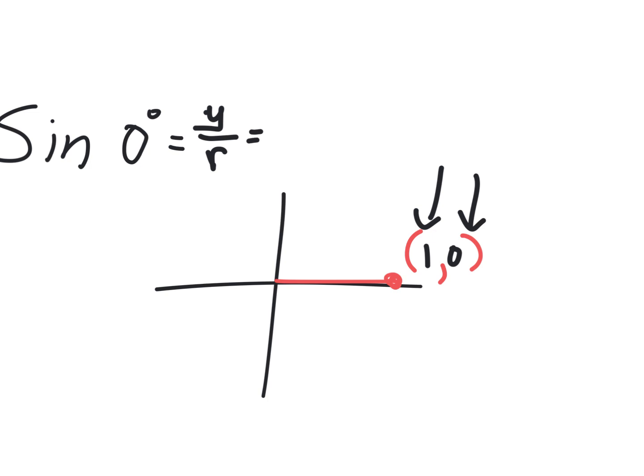Okay, and so then that might change your answer. Which of those two is my y value? 0 over the radius, which is 1. Good. And 0 over 1 is 0. I would accept also just 0 over 1. Either of those is fine.